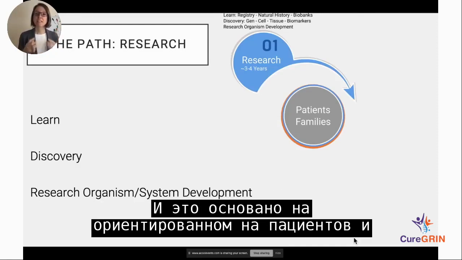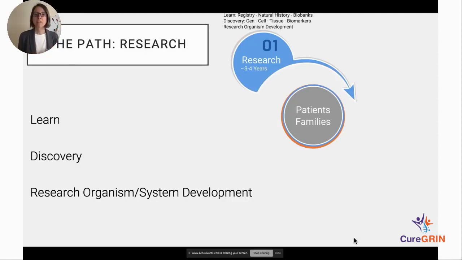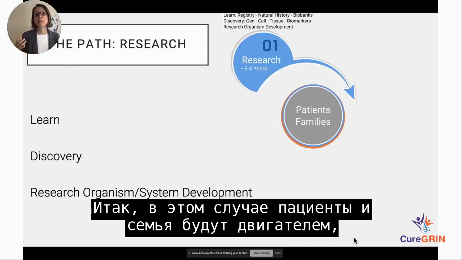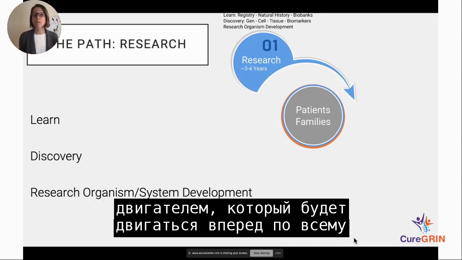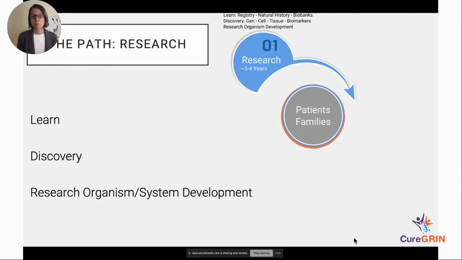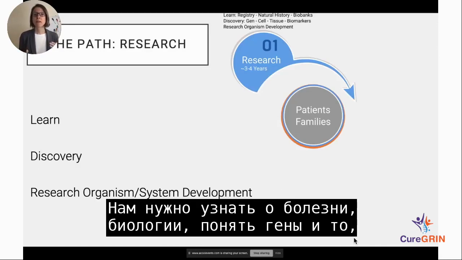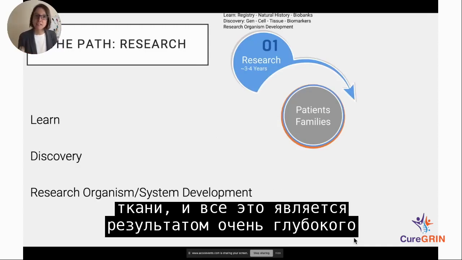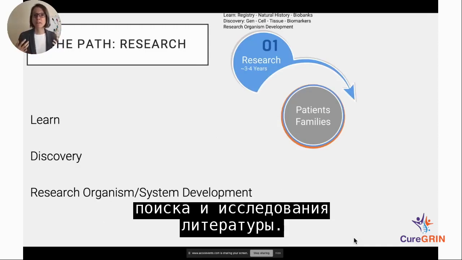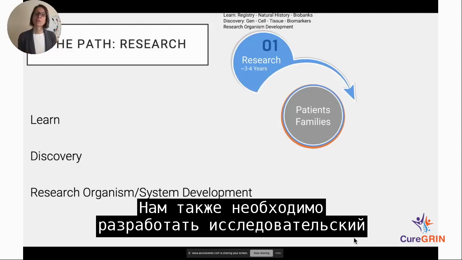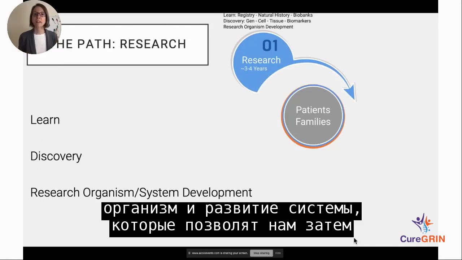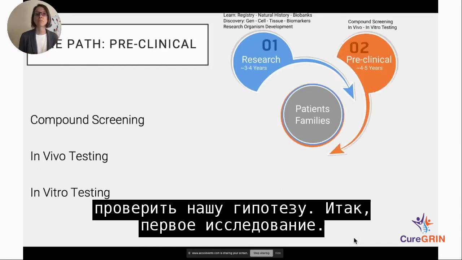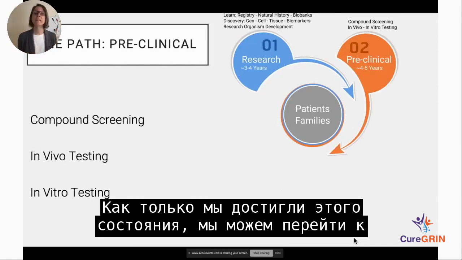And this is based on a patient- and family-centric vision. In this case, patients and families are going to be the motor, the engine that is going to be moving forward the whole circle of this path. We first need to learn: research. We need to learn about this disease, the biology, understand the genes and how this is affected, the cell types and tissues that are affected, and all this comes from a very deep literature search and research. We also need to develop a research organism and system development that will allow us to then test our hypotheses. So first, research.